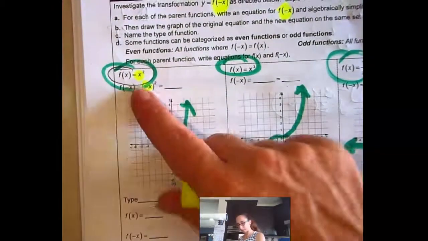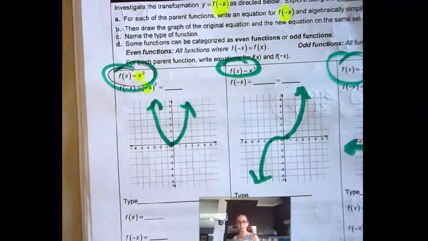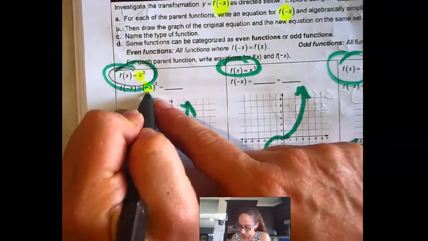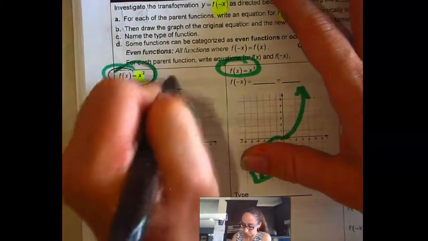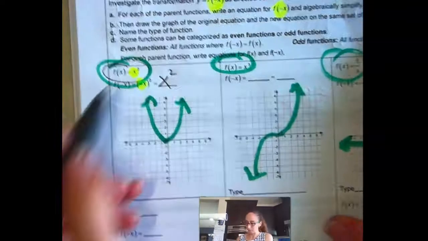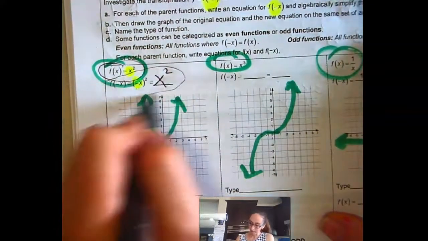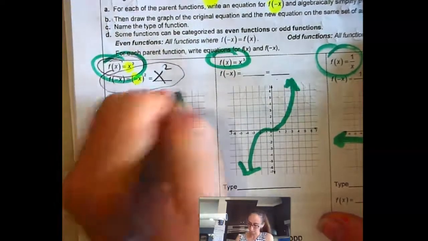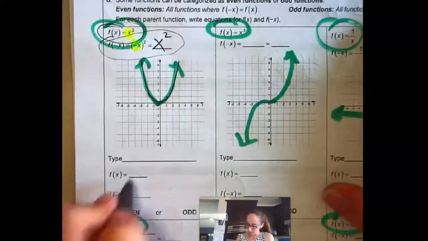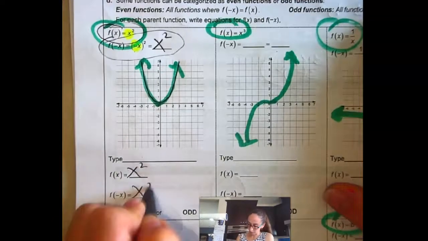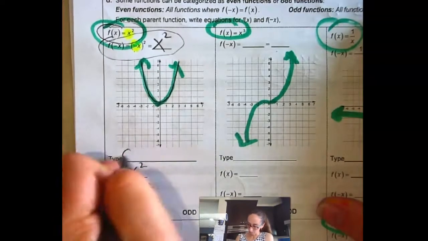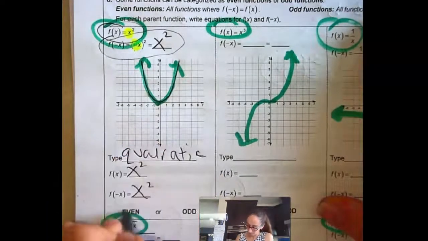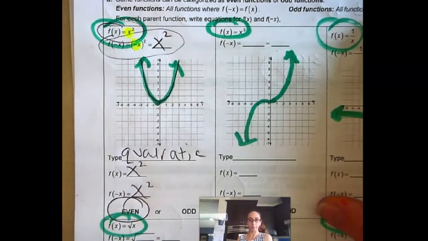And again, it's not because this is 2 and this is 3. There are many types of functions. So if I plug in negative x and I square it, what is that? Well, when I square anything negative, it turns positive. So that means when I plug in the negative, it's still the exact same thing. So that means this is x squared and this is x squared. Oh, by the way, this is quadratic. So it is even. Okay?